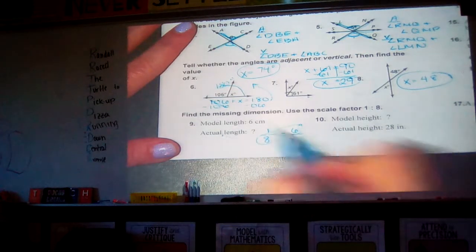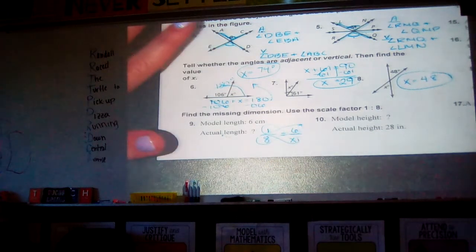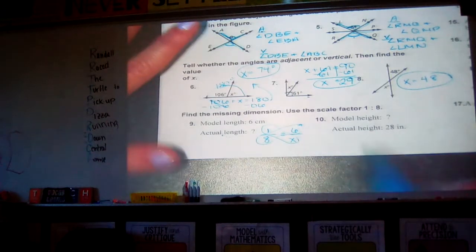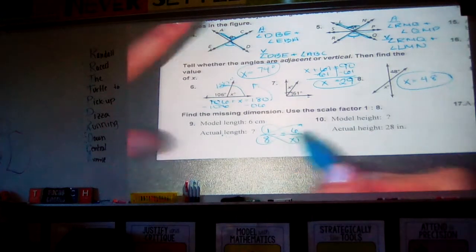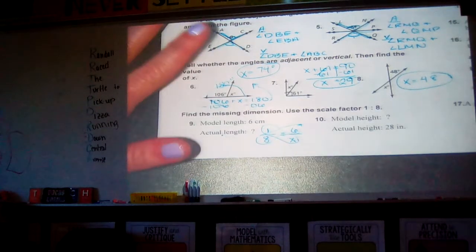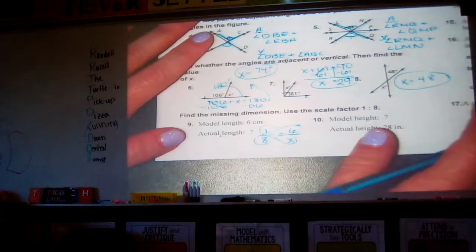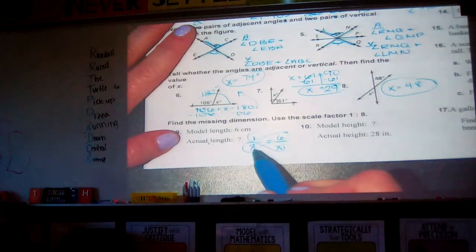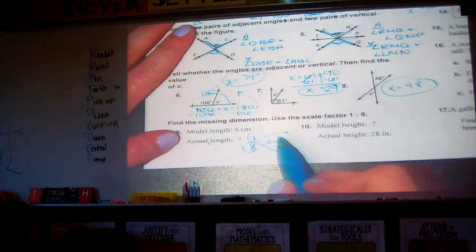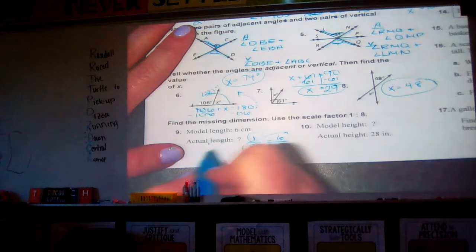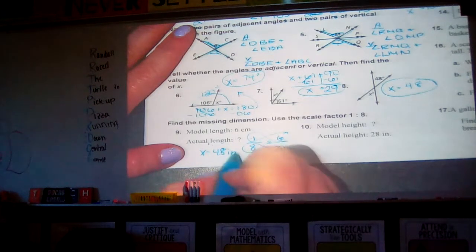This is where we, as we call it in class, cross multiply, divide. You can also look at it like we're writing an equation. We would do 1 times x is equal to 8 times 6. However you have learned to do it here in class works just fine. So we have 8 times 6 will give us 48 divided by 1. So the actual length is 48 inches.